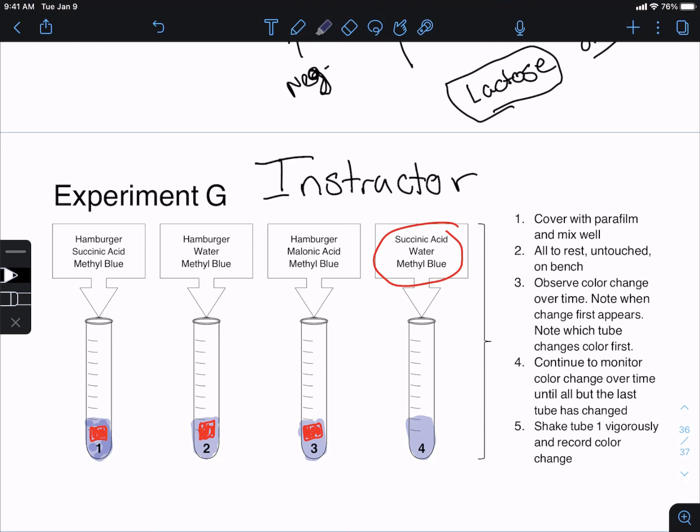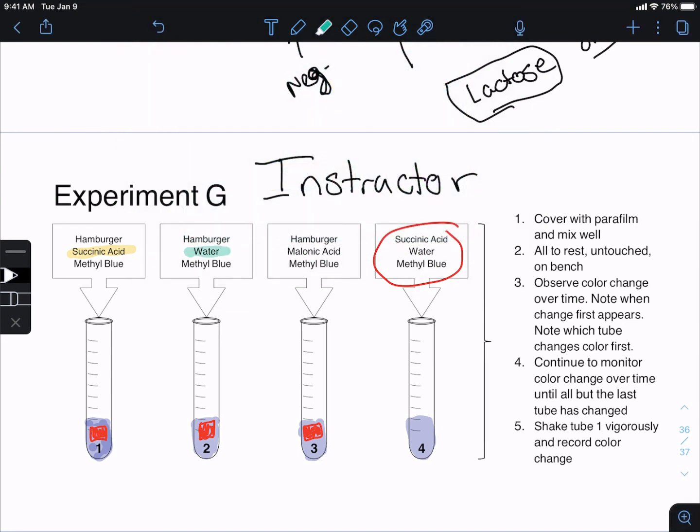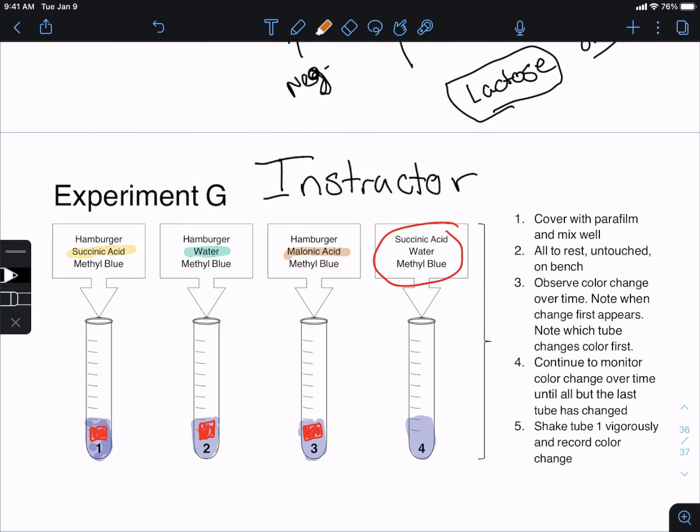Note that this one contains succinic acid. Okay, hamburger plus succinic acid. The next one contains water. The third one contains malonic acid. What is that? Malonic acid is an inhibitor.